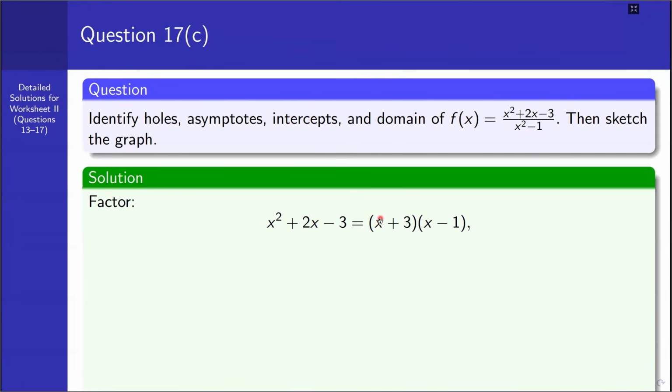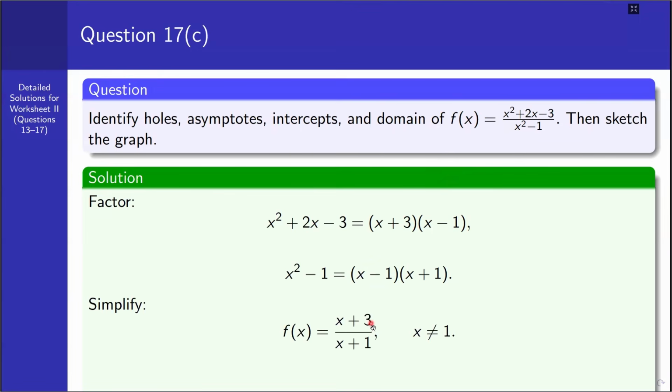So first we must simplify, because if there are terms that cancel, we need to know them. The numerator can be factorized as x plus 3 times x minus 1, and the denominator is x minus 1 times x plus 1. So x minus 1 cancels, and therefore the simplified form of the given rational function could be x plus 3 over x plus 1 when x is different from 1.